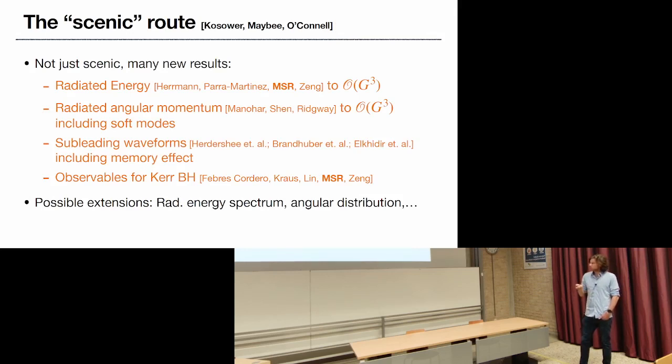This has been done to obtain a bunch of new results: the radiated energy in the process, the radiated angular momentum, waveforms, which is a pretty recent development, and also observables with spins. In principle, it's also very straightforward to get more differential observables, for example angular distributions and so on, out of this kind of framework.